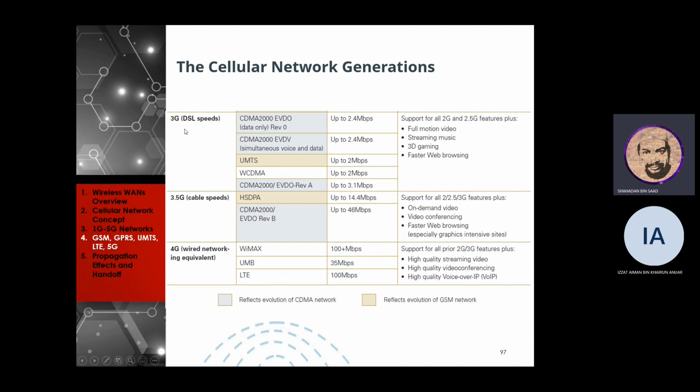Alright, for 3G, you have heard UMTS. Others are CDMA 2000, which has two types, EV-DO and EV-DV, and then CDMA 2000 EV-DO Revision 0 and Revision A, where the speeds differ. For 3.5G, HSDPA, you get H plus in NZ, up to 15.4 megabit per second. Then CDMA 2000 EV-DO Revision B. For 4G, wired network equivalent, WiMAX, UMB, and for LTE the speed can go up to 100 megabit per second.